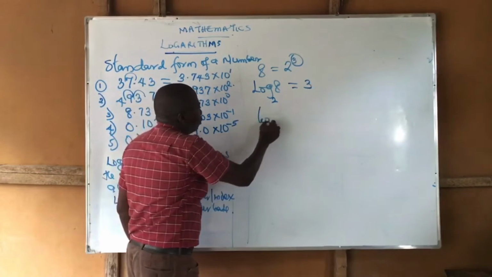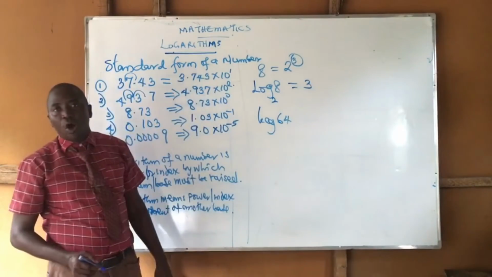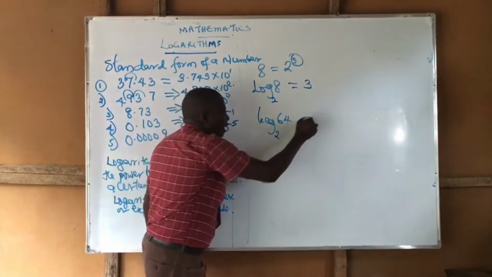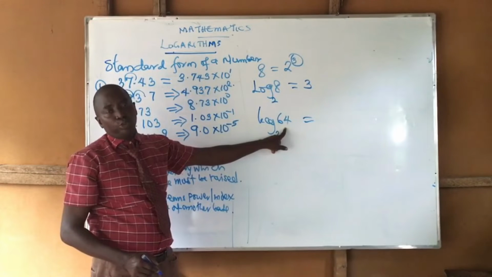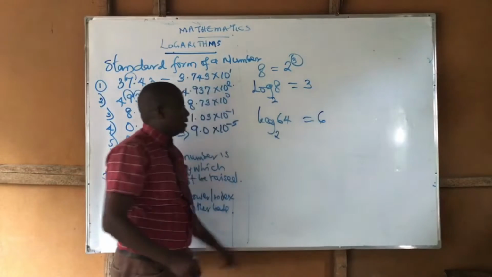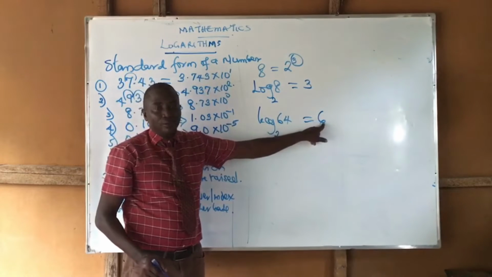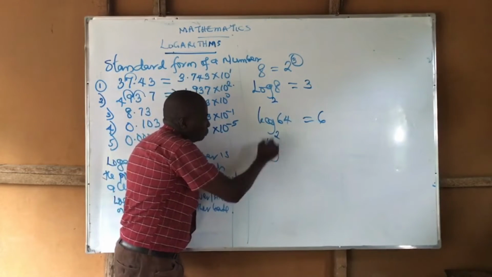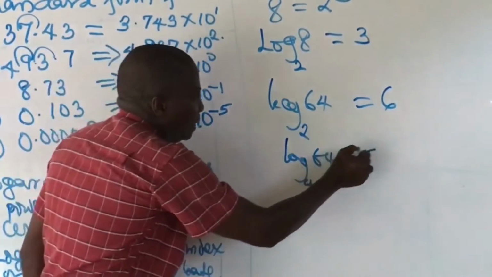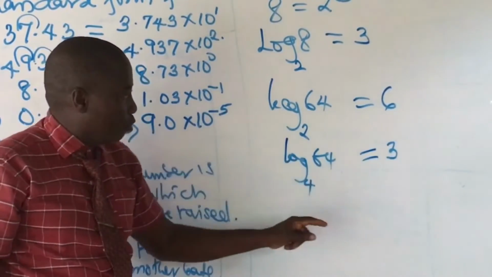So when you have log 64, the question is, of what base? If it is base 2, what will be the power? 64 in base 2 means 2 raised to power 6. Therefore, this one will now be 6. The power of 2, when 64 is expressed in base 2, is 6. We are talking about the power. Log 64, if it is expressed in base 4, will be equal to 3. So therefore, 4 raised to power 3 equals 64.